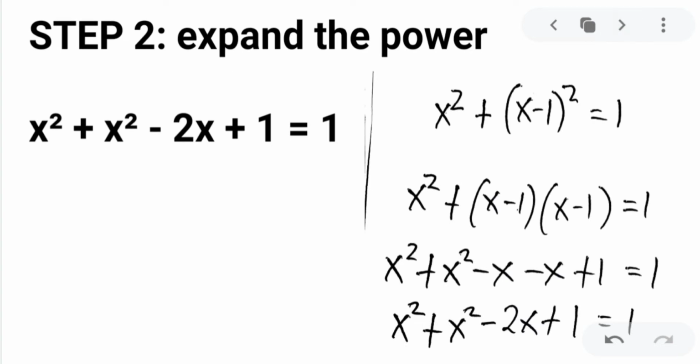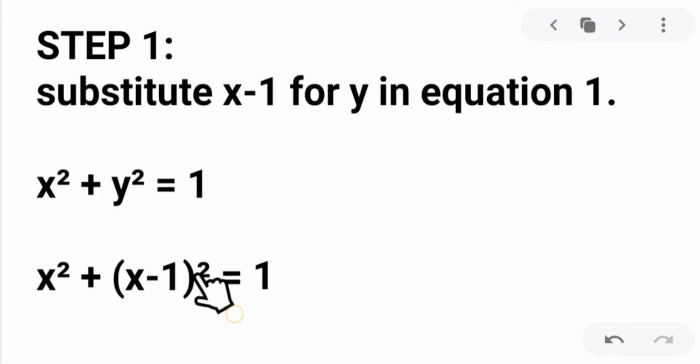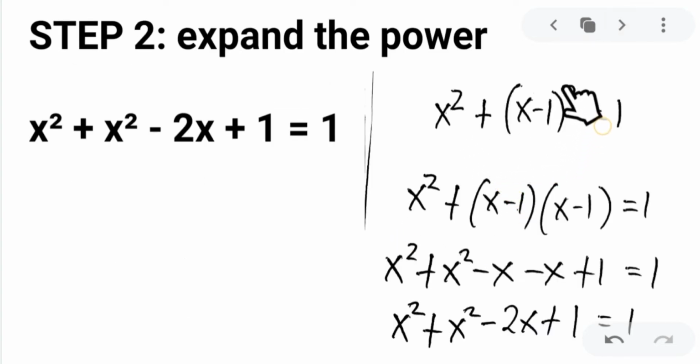Then for step 2, we have to expand the power here. We have 2 x minus 1 values. So that will be x squared plus (x minus 1) squared equals 1. Then x squared plus 2 of these, (x minus 1)(x minus 1), equals 1. Then simplify: x times x is x squared, x times negative 1 is negative x, negative 1 times x is negative x, and negative 1 times negative 1 is positive 1. Then x squared plus x squared, then negative x minus x is negative 2x, plus 1 equals 1. This is your equation for step 2.